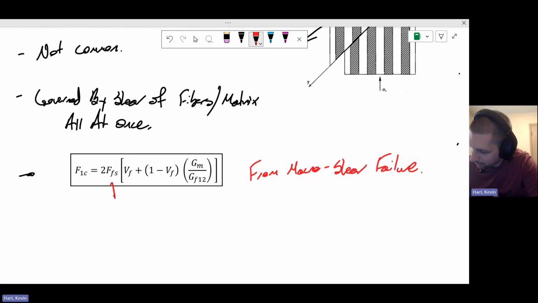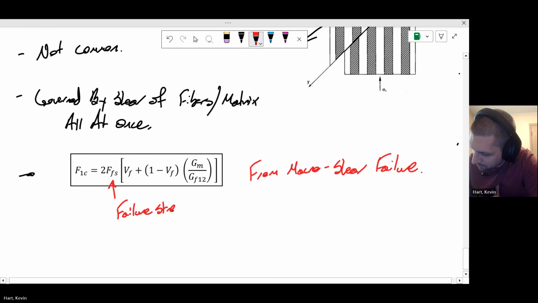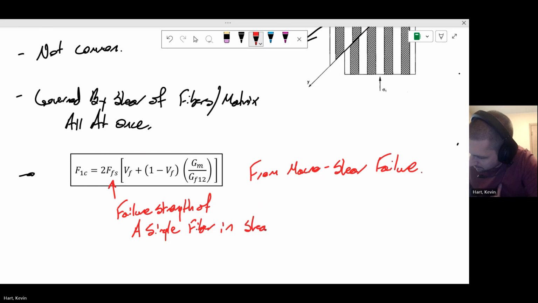And the last and probably most important piece of information that you see here is this value, FFS. This is the failure strength of a single fiber in shear. This is actually a very difficult value to obtain experimentally.